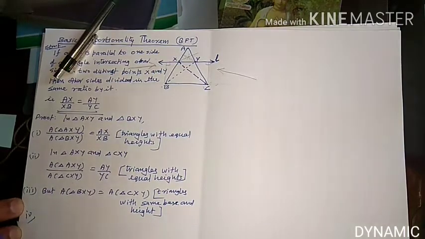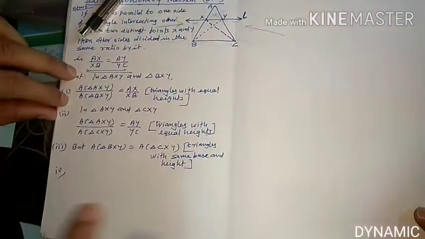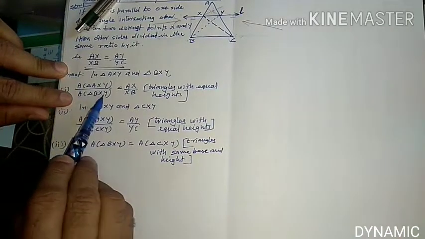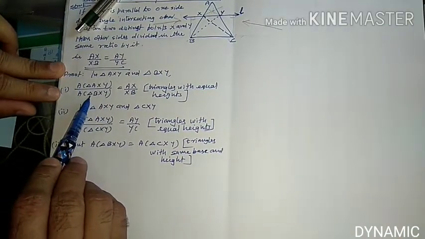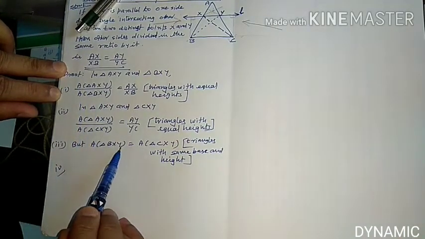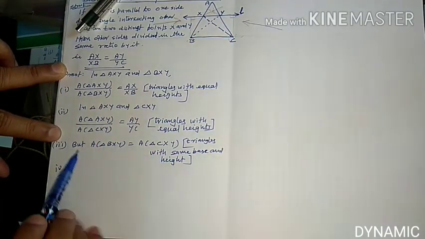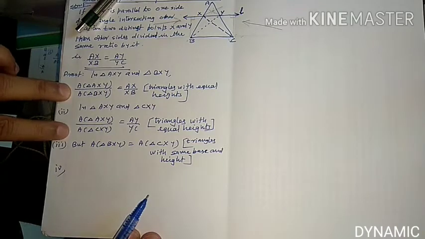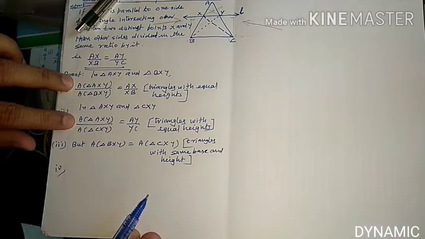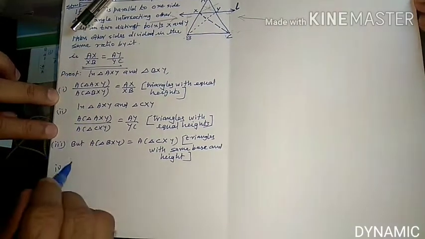Therefore what happens? Bases are equal. See the denominator of the first one, area of triangle BXY. This denominator, you see, area of triangle CXY. Both are equal, meaning denominators are equal. Numerators are also equal. Therefore what are you getting?